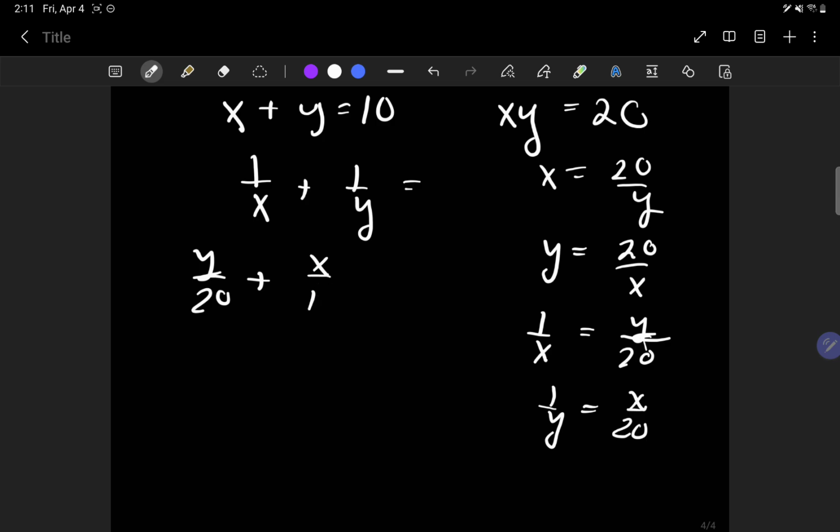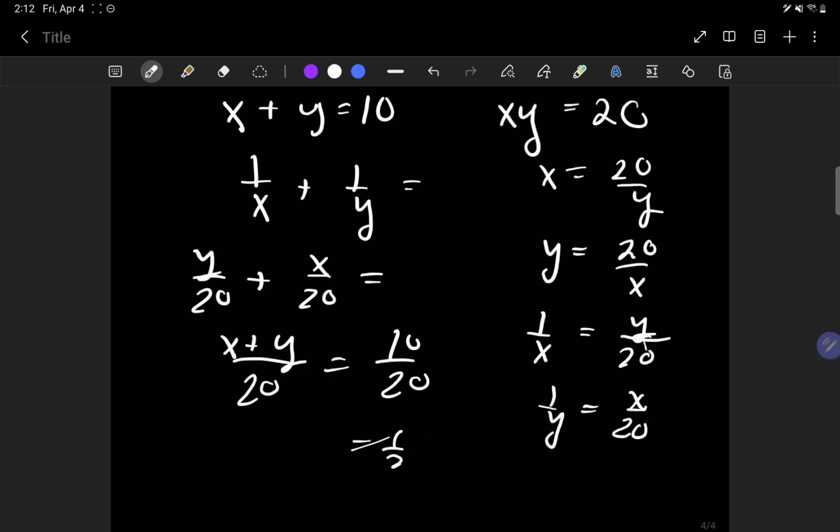Dang. Oh, come on. And we're trying to figure out what that is. And so then that has common denominators. So x plus y over 20. And then we know x plus y is 10. Dang. So 1/2. Wow.